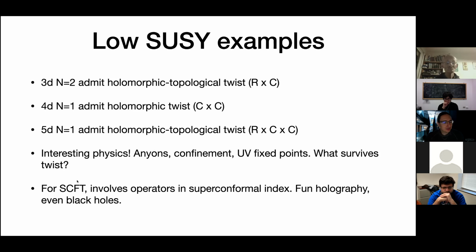I would like to also point out that if you're studying superconformal versions of these theories, the holomorphic twist usually picks out the operators which contribute to the superconformal index. And the superconformal indices of these theories with low supersymmetry capture a lot of information. For example, in holographic setups, you can even see black hole degeneracies out of the behavior of the superconformal index. And so, again, there is a chance that these holomorphic twists capture something fun.